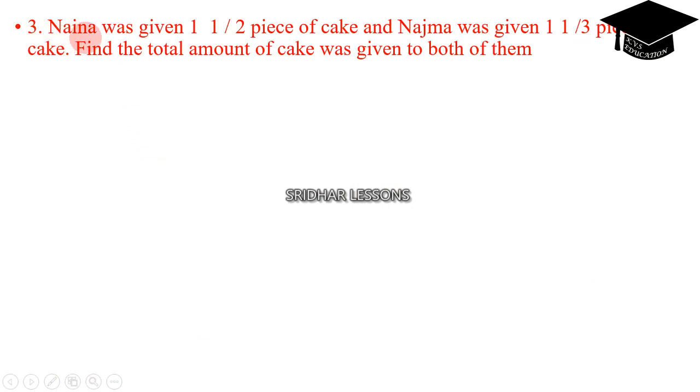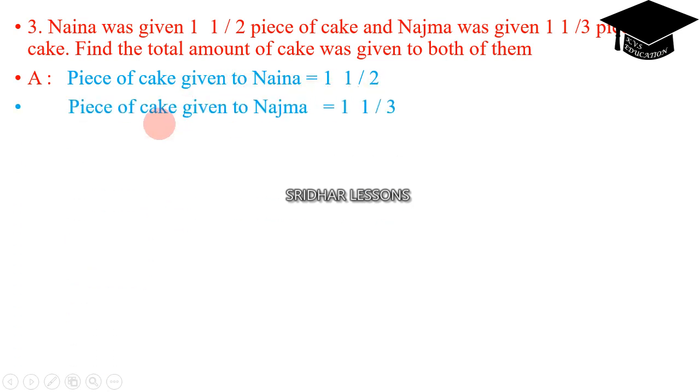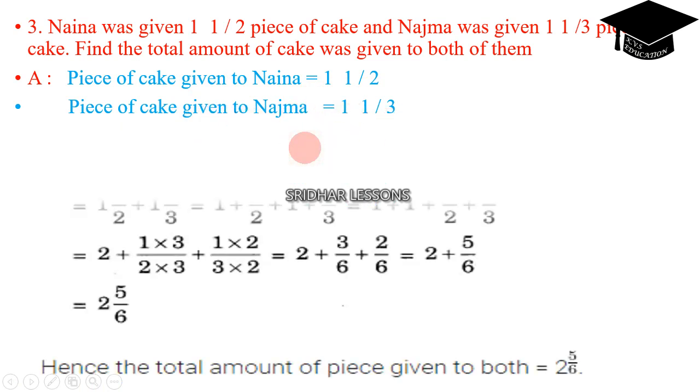Problem number 3. Naina was given 1 into 1 by 2 piece of cake and Nazma was given 1 into 1 by 3 piece of cake. Find the total amount of cake given to both of them. The piece of cake given to Naina is 1 into 1 by 2 and the piece given to Nazma is 1 into 1 by 3.